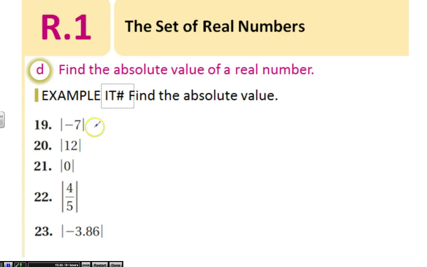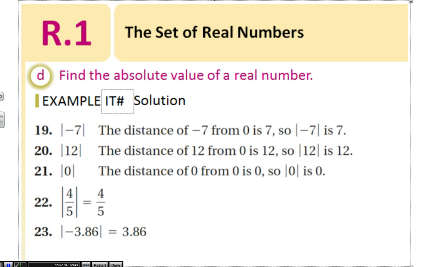So I'm going to take the opposite of negative 7 here and make it positive 7. The distance from 0 here is 12. The absolute value of 0 is 0, and you can finish these up yourself.